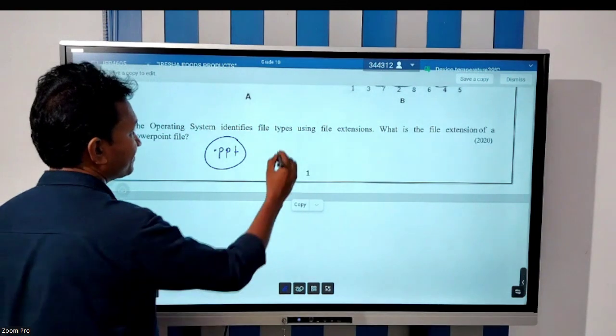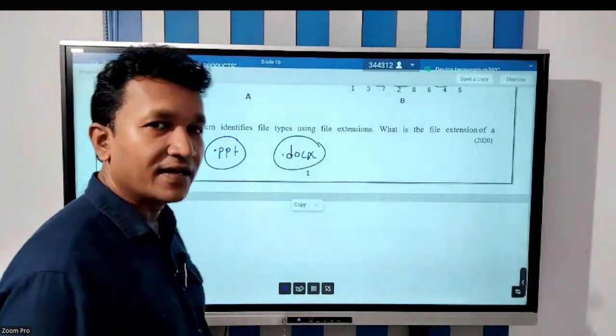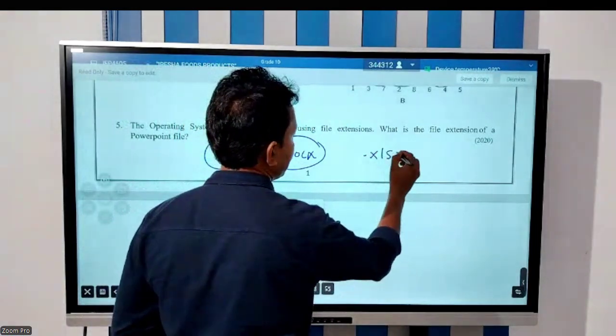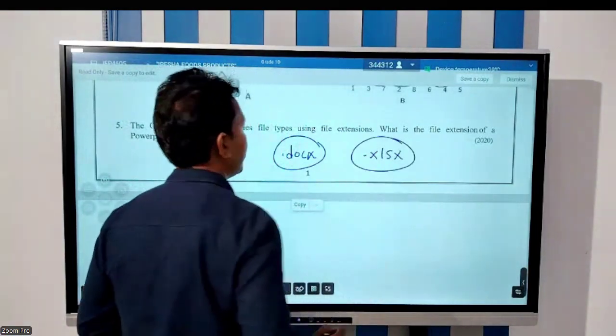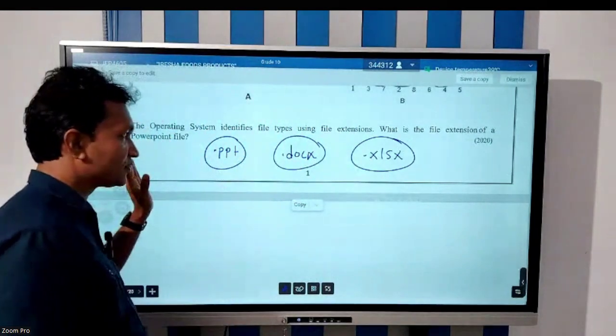What is the extension for Word file? Dot docx. Docx. Excel file. Dot xlsx. This is an Excel file. This is a Word file. This is a PowerPoint file. So those are the extensions.